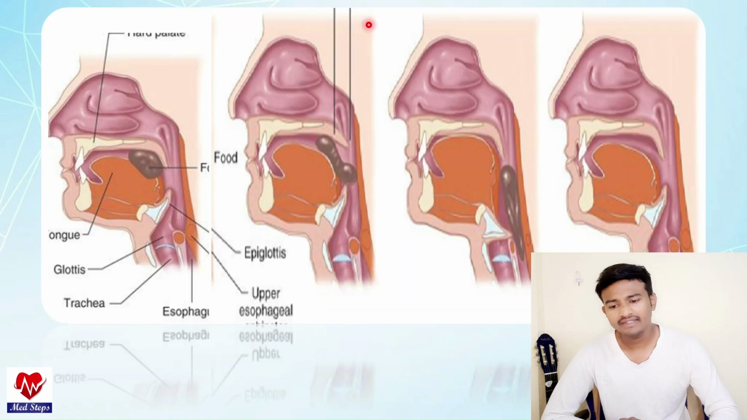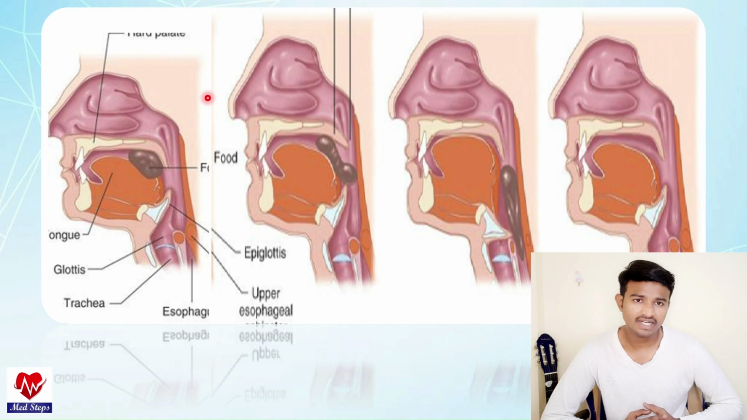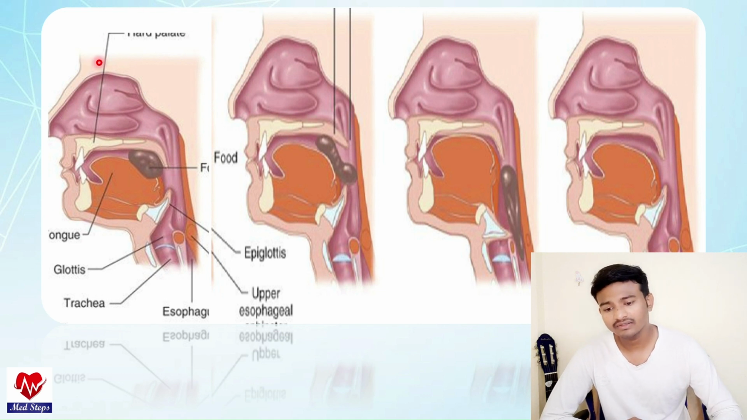If we see this handsome guy, he is eating some pizza. He chewed that pizza slice and it mixed with saliva and formed a bolus. Then the bolus comes down. If you see this second image, the bolus is coming to the oropharyngeal space, where the soft palate is there, and the uvula will elevate upward.